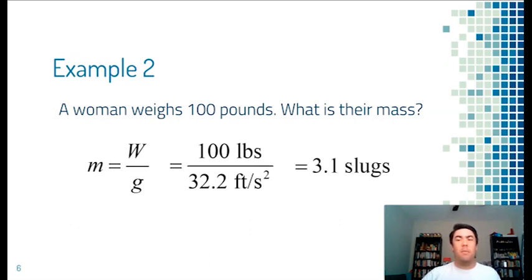Now, slugs are not commonly used because the pound is a more practical unit for commerce. As a result, pounds are often used to indicate mass instead of slugs. But since pound is a unit of force as well, there's often confusion about what the unit pound represents, and we're going to get into that more in the next few slides.